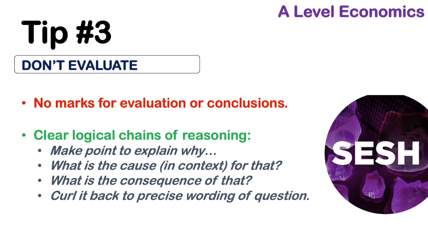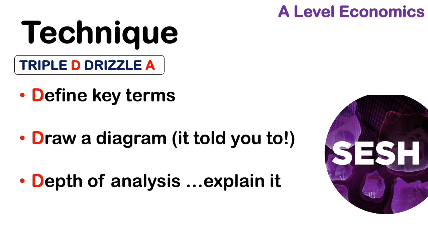Now in terms of technique for these 9 markers, think triple D, drizzle A. Because you want to do these 3 Ds. You want to define the key terms. You clearly want to draw a diagram because you've been told to do it in the question. You've got to do it. But also you need to have some depth of analysis. You need to have those logical chains, as we said before. You need to explain your answer and explain why that diagram is answering the question.